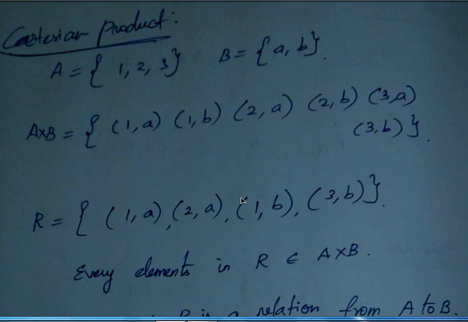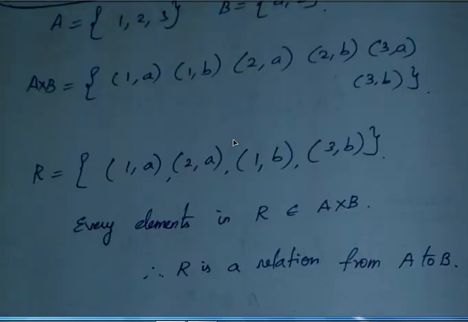Next one is the relation. Relation is a subset of Cartesian product. See that some elements only I take: 1 comma A, 2 comma A, 1 comma B, and then 3 comma B. Here all those elements are the elements of A cross B. Here A cross B is a superset, R is a subset. But every element in R belongs to the set A cross B. Therefore R is a relation from A to B. Therefore a relation must be a subset of some Cartesian product.